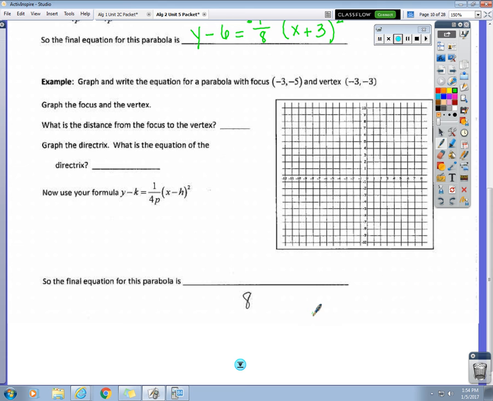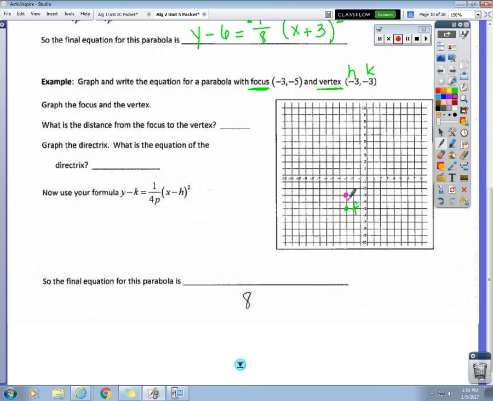Okay. This time, the example's a little bit different, because this time, they gave us a focus again, but they didn't give us the directrix, they gave us the vertex. So right away, they already gave us part of the equation. They gave us the h and the k. So first, let's plot the focus at (-3, -5). That's it right there. There's your focus. And then we'll plot the vertex at (-3, -3).